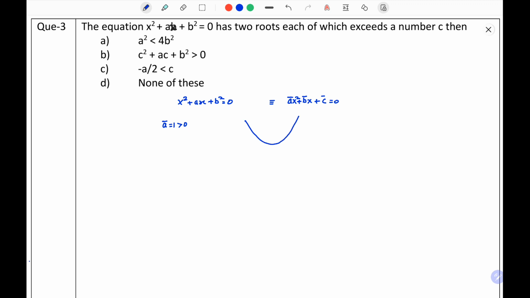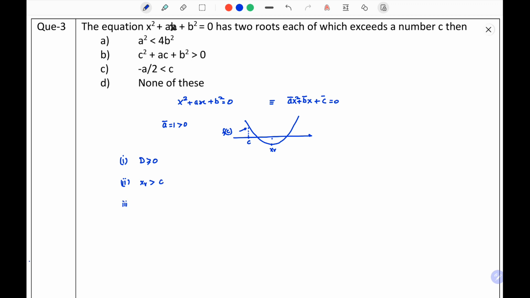And it is given that 2 roots exceed the number c. Therefore, the roots are real roots and the point c lies on the left hand side of the roots. And the value of the function at point c is, say, f(c). Therefore, the conditions to be satisfied are that the discriminant should be greater than or equal to 0. Second is that the vertex xv should be greater than the point c.